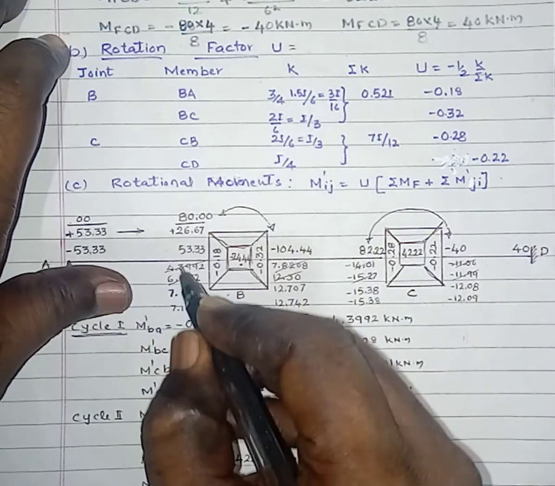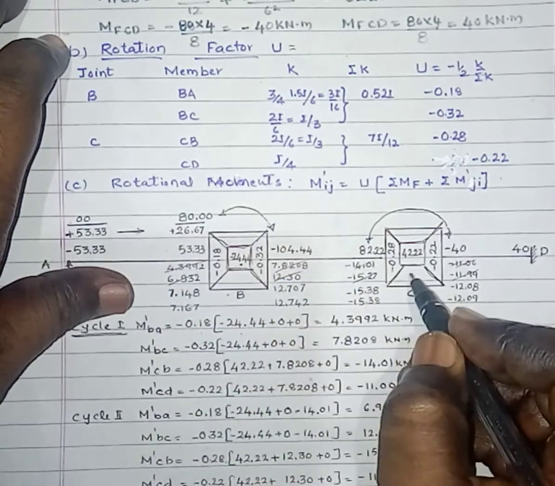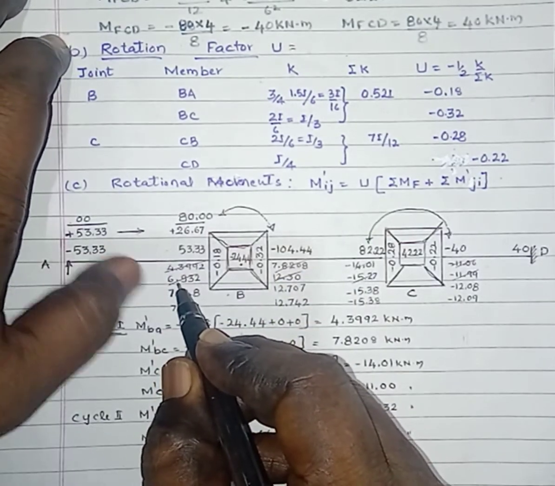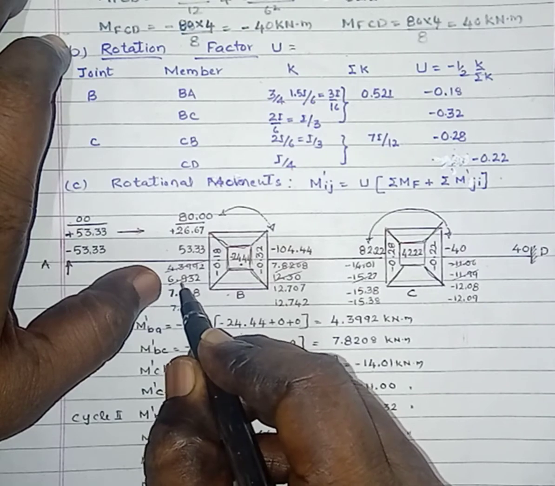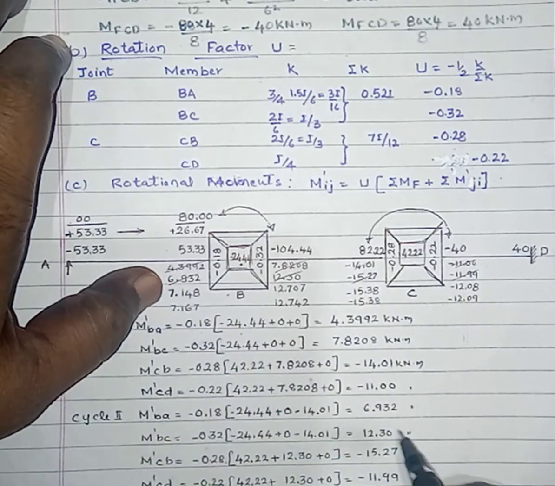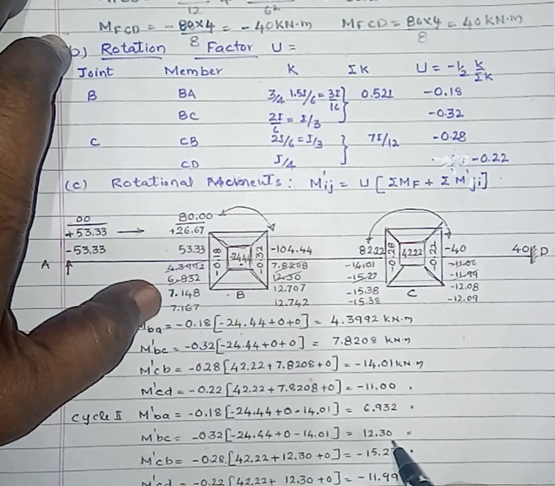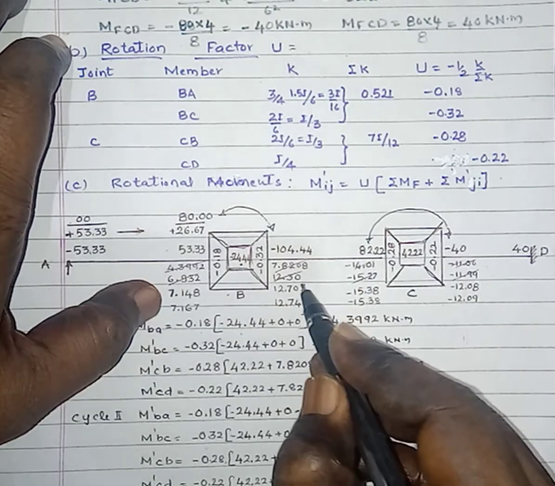Here we have to write, by cancelling the first cycle values, we have to write the second cycle values. For BA, that is 6.932. For BC, that is 12.30.